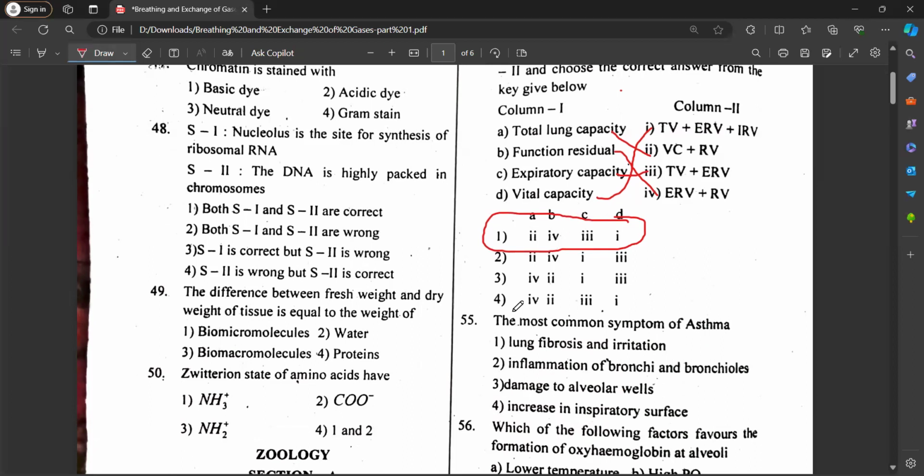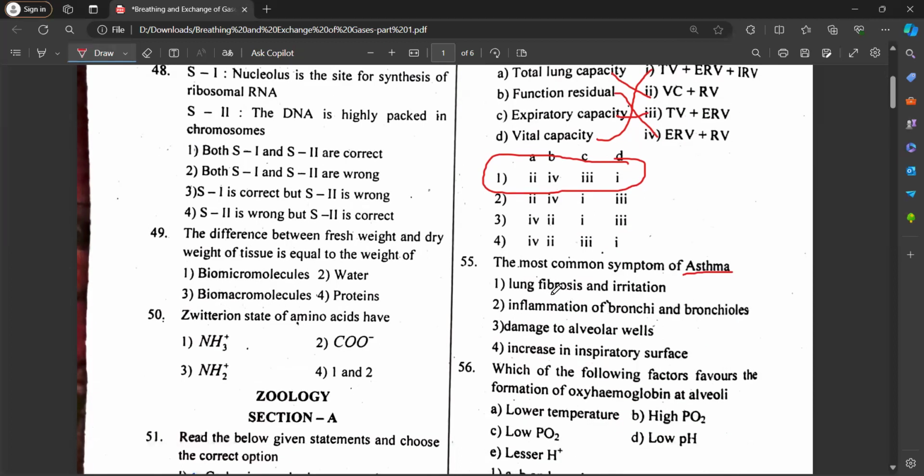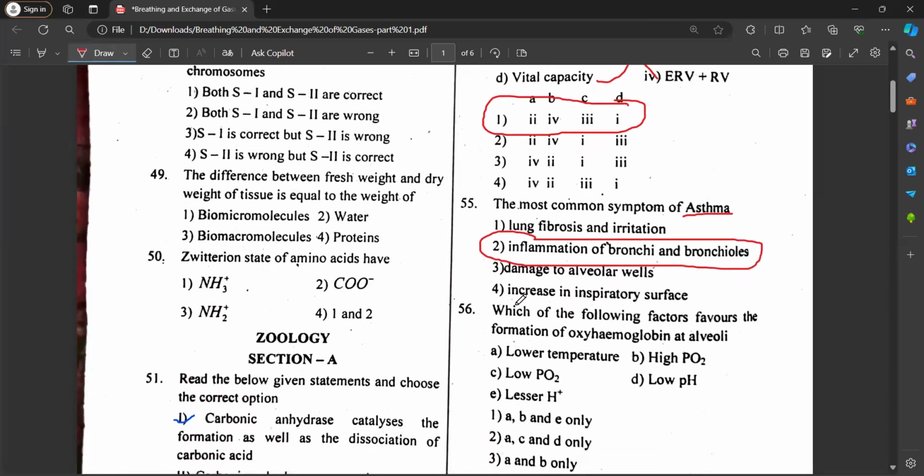Next, the most common symptoms of asthma. Asthma is a respiratory disorder. So it's the most common symptom. Lung fibrosis and irritation, inflammation of bronchi and bronchioles, damage to alveolar walls, increase in respiratory surface. So, inflammation of bronchi and bronchioles is one of the symptoms of asthma.